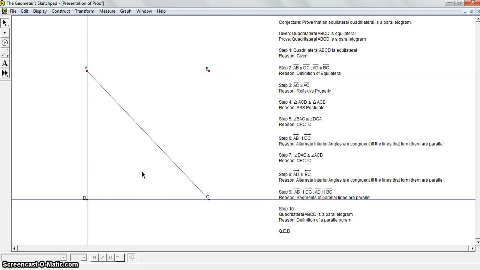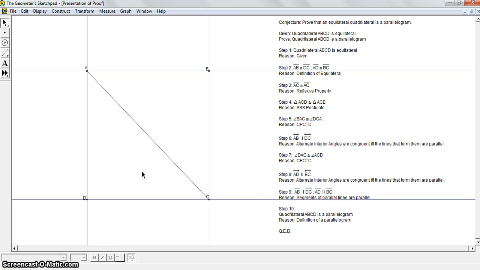We are almost done. Now we just use the justification that segments of parallel lines are parallel, to say that the opposite segments are parallel, that is, segment AB is parallel to segment DC, and segment AD is parallel to segment BC.